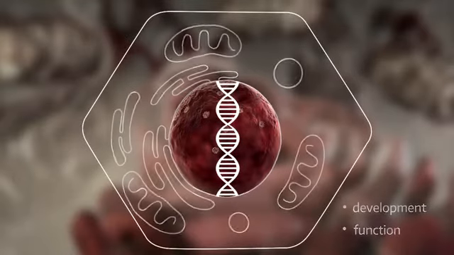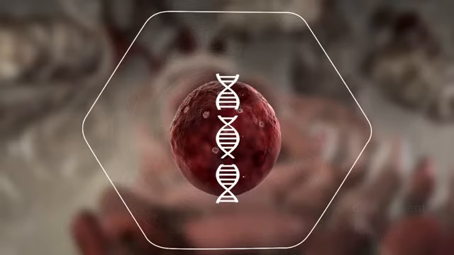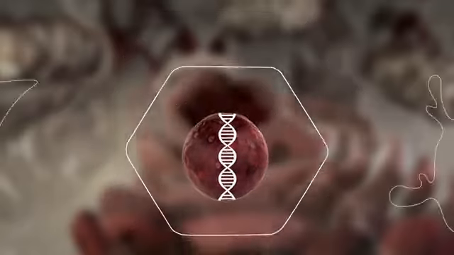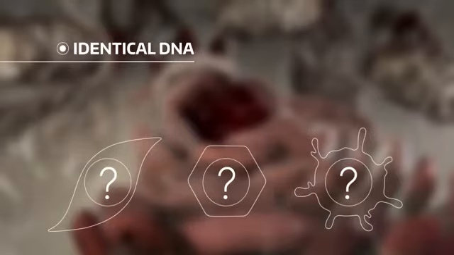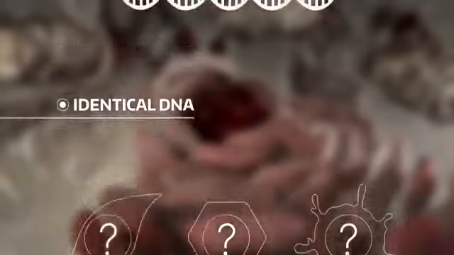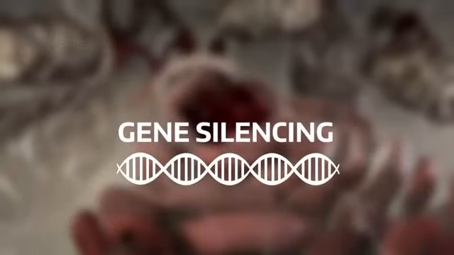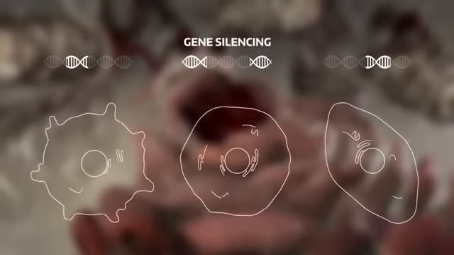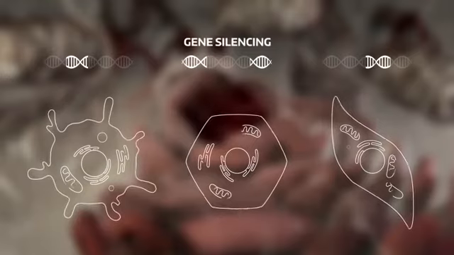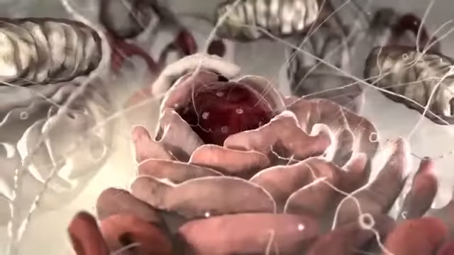This information is arranged into segments of DNA called genes. Almost every cell contains identical copies of DNA. But if there are the same instructions for all cells, why are there so many different types? The reason is gene silencing. Genetic information can be switched off. So, during development, a cell only reads instructions that are necessary for gaining the characteristic structures and functions.